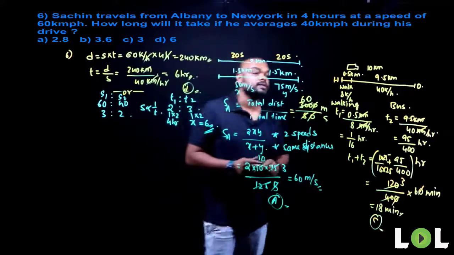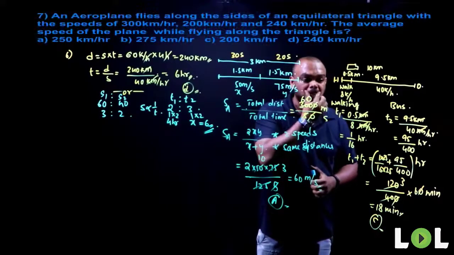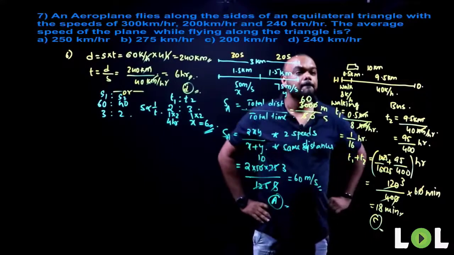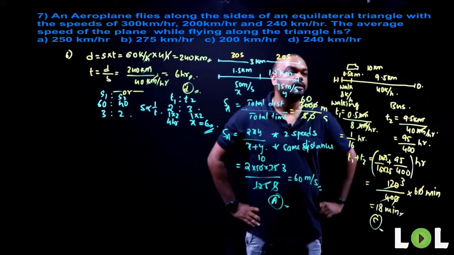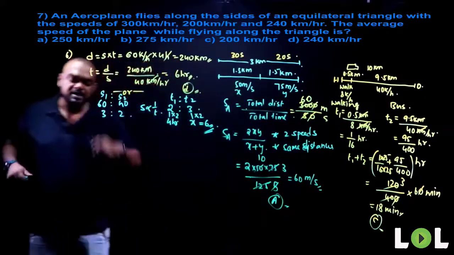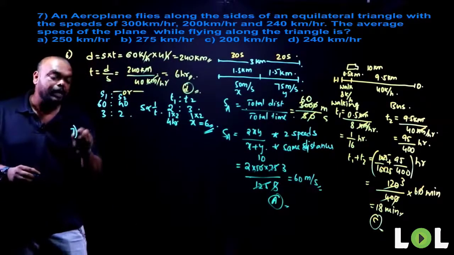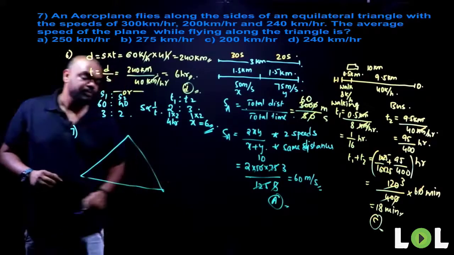Question number 7, please. An aeroplane flies along the sides of an equilateral triangle with the speeds of 300 km per hour, 200 km per hour and 240 km per hour. The average speed of the plane which flies along the triangle is? Now observe, what is it talking about? It's talking about an aeroplane flying across the sides of an equilateral triangle at different speeds.